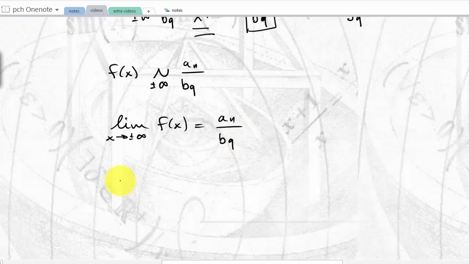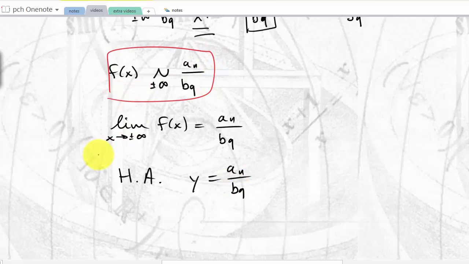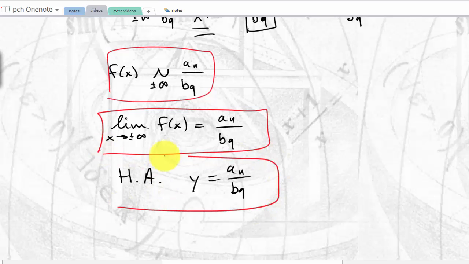This is the end behavior of the function. We can write the limit of f of x as x approaches plus or minus infinity is an over bq. We can also express this by saying that there is a horizontal asymptote, and the equation is y equals an over bq. So again, these three writings are completely equivalent. That's the second case.